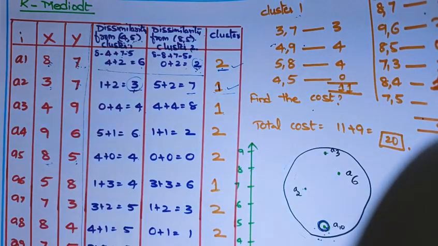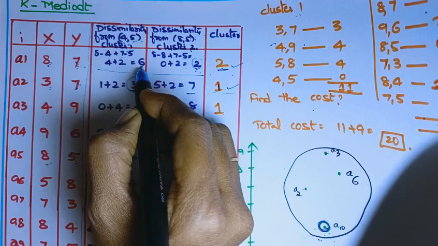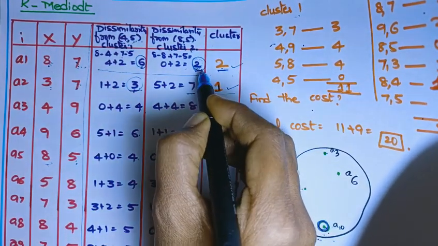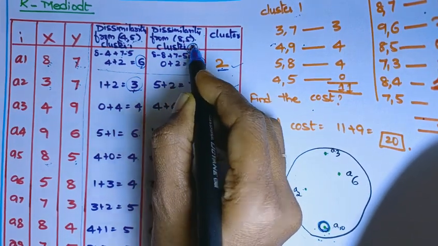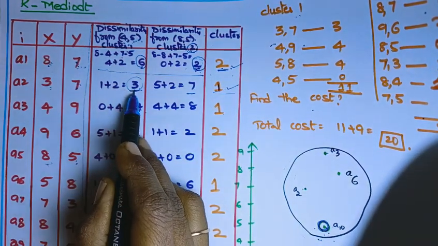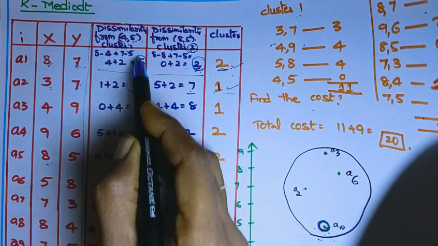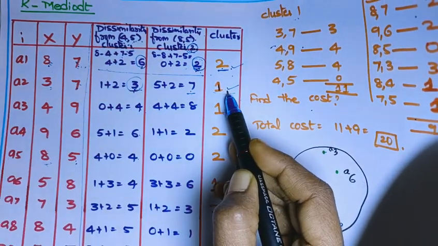After calculating the distance for each row, you need to check which is the minimum value. Here you got 6, here you got 2. So 2 is the minimum, and this distance of 2 came from cluster 2. So here cluster 2 you need to consider. Next row, 3 comma 7: here 3 is the minimum distance, so it comes under cluster 1. You need to mention the cluster, and so on.